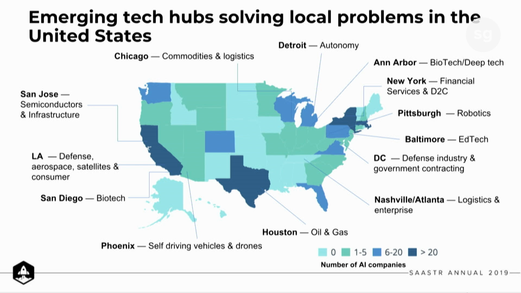The color dictates the number of AI startups started in different locations. The darker the color, the more AI startups we're seeing, according to PitchBook, in these different locations. Even within California, you see different hubs based on the strength of the local community.